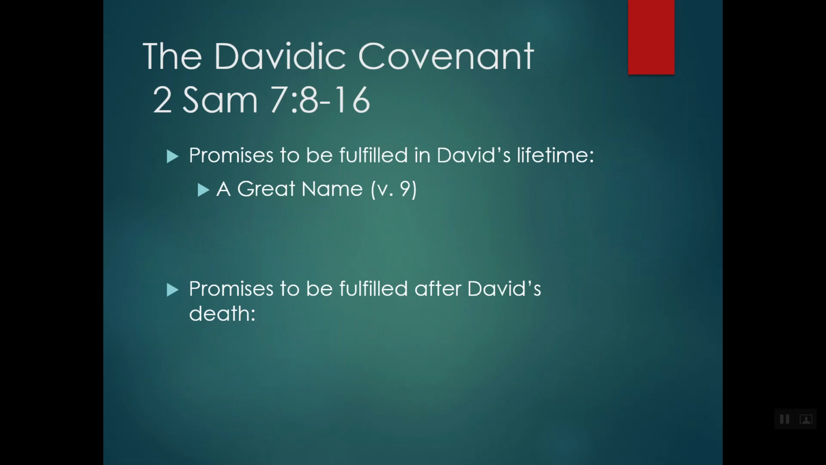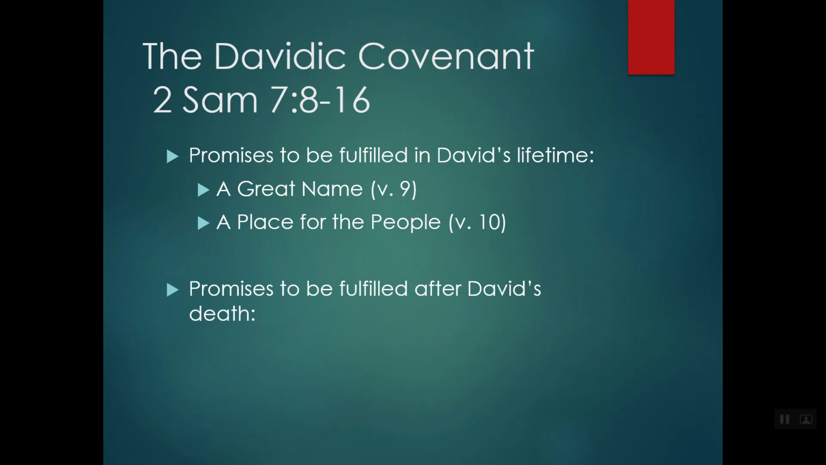"Your house and your kingdom shall endure before me forever. Your throne shall be established forever, in accordance with all these words and all this vision." So Nathan spoke to David. So this passage we can divide up into two promises or sets of promises. Some were going to be fulfilled in David's own lifetime, and some will go way beyond his lifetime and will be fulfilled after his death.